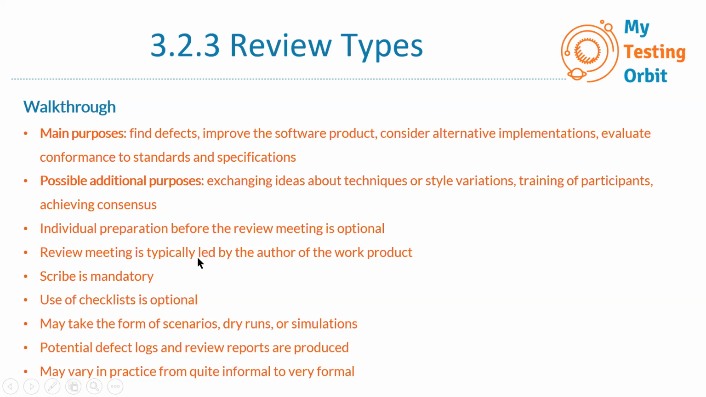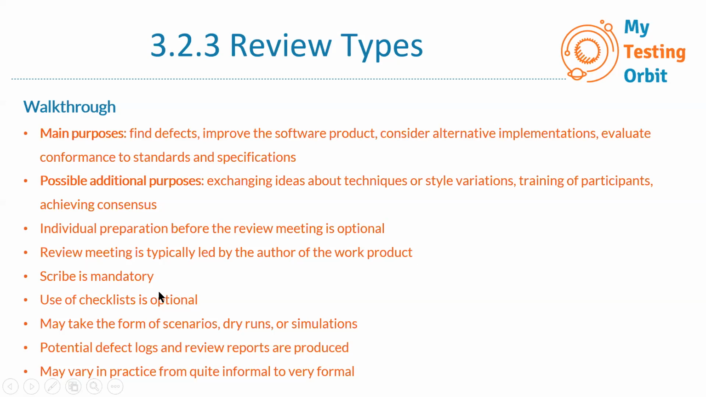Review meeting is typically led by the author of the work product. We already went through who the author is. Whatever the work product in review is, the author of the work product basically leads that review meeting. In this type of review, walkthrough, scribe is mandatory. These are a few things you have to memorize for the review types, because there might be a question on whether scribe is mandatory in a walkthrough. So you need to memorize this.